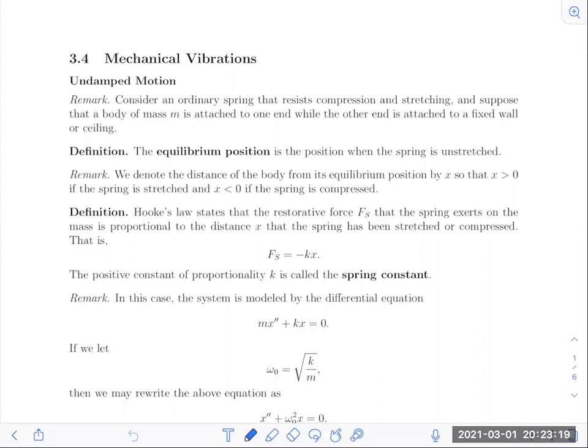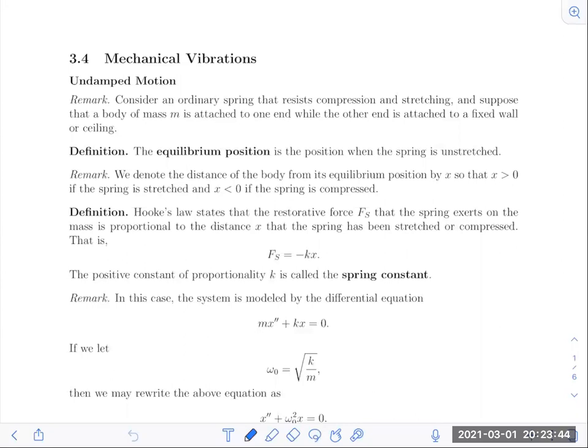In section 3.4, we're going to build on those topics in the context of an application, namely mechanical vibrations. So I'll be referring back to section 3.3 and some of the topics that we discussed in that section in order to solve these problems in 3.4. So let's talk about what's known as undamped motion.